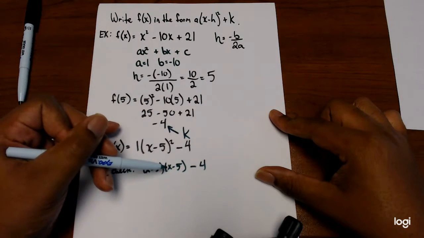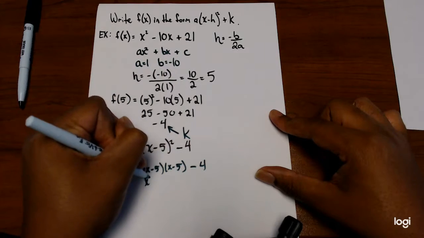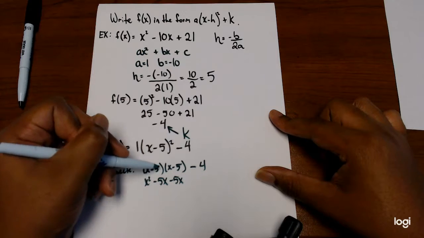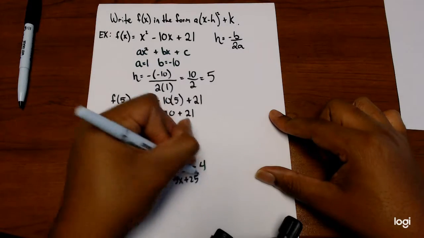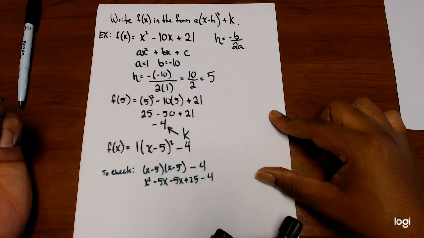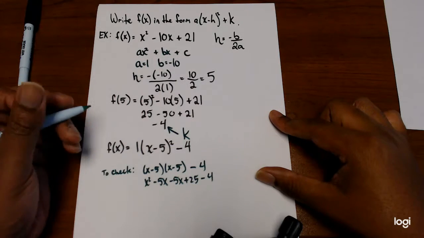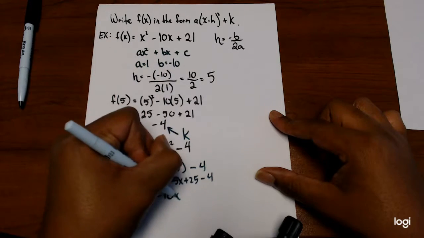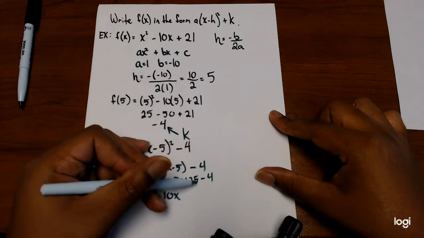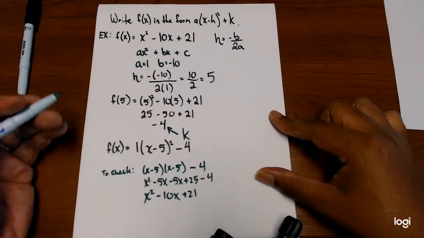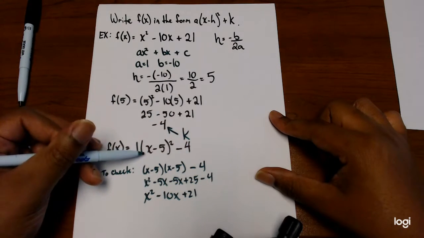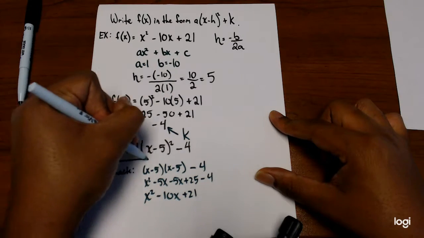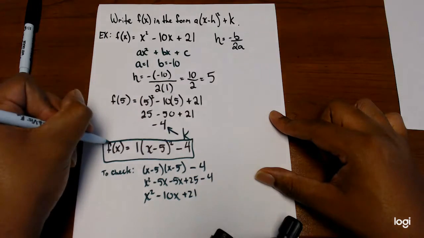So x minus 5 times x minus 5, that's x squared minus 5x minus 5x, and negative 5 times negative 5 is a 25 minus 4. Just bring that down. And when we combine like terms, look at what we have. x squared minus 10x. And of course 25 minus 4 is a 21. So look, this is our answer, and if we wanted to, we could multiply it back out to get the original problem. But let me just box this to avoid any confusion. All right, we're all done.